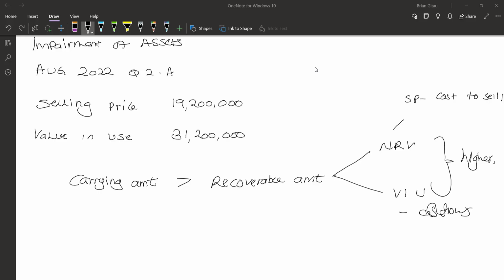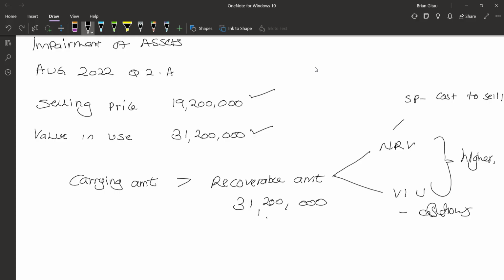In this case, let's go ahead and calculate the recoverable amount. We have been given a value in use of 31.2 million, and the selling price is 19.2 million. We have not been told whether the company will incur any cost to sell. So automatically, the higher of the two will be our recoverable amount, which is 31.2 million.